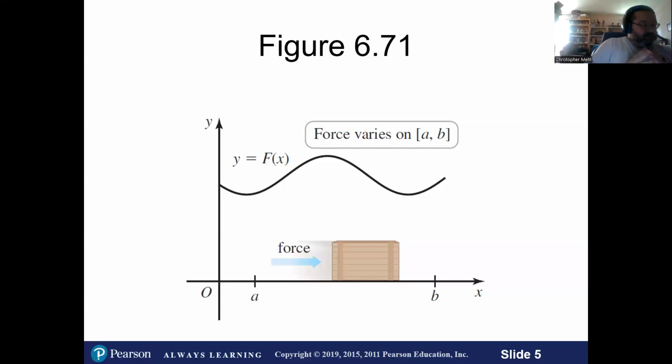So what we're going to do for the variable force is assume we're moving an object over a linear distance from x equals a to x equals b, and we're applying a variable force to it that we'll call capital F of x. This is just a notional picture where the force, if it were constant, would be a horizontal line, but it's not. It varies over the distance that we're moving our object.